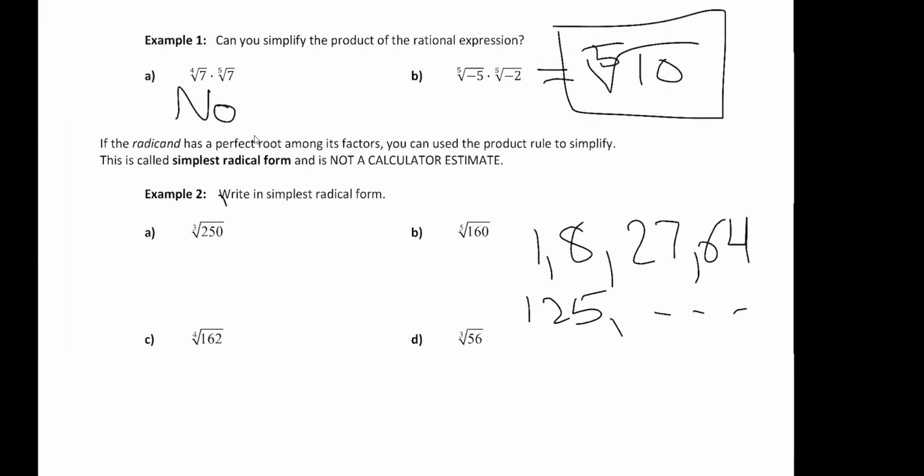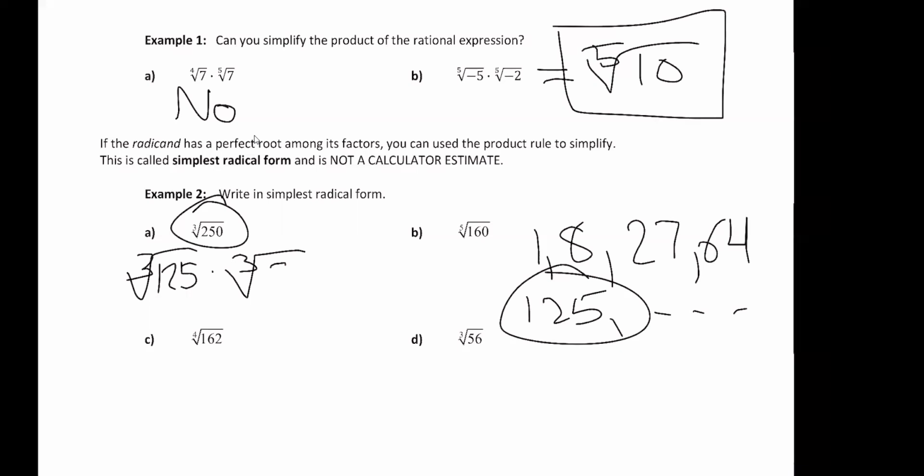I noticed that you always want to pick the biggest one if possible, and 125 goes into 250. So you could write this as the cube root of 125 times the cube root of 2. So that would just be 5 cube root of 2.